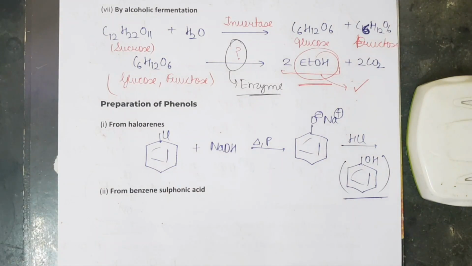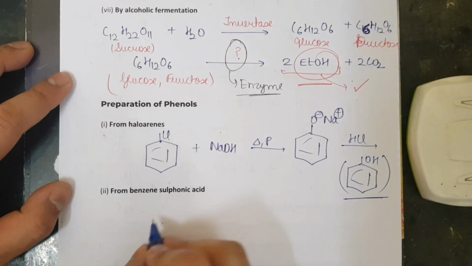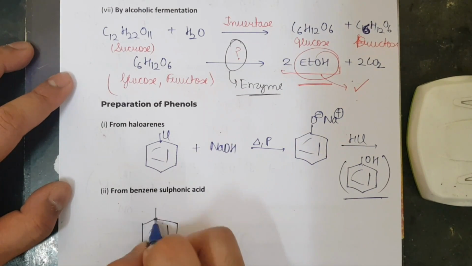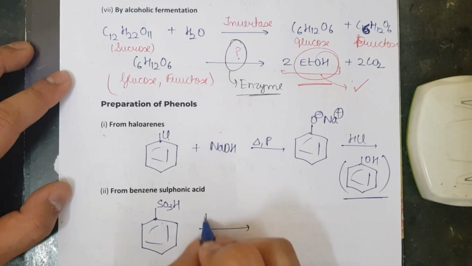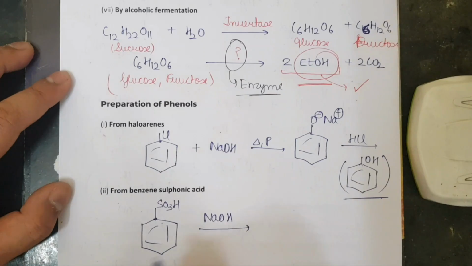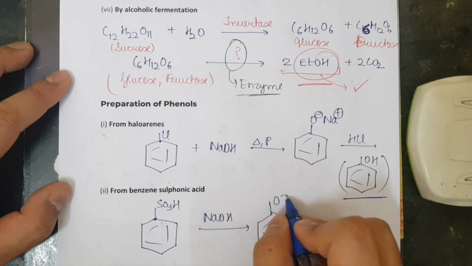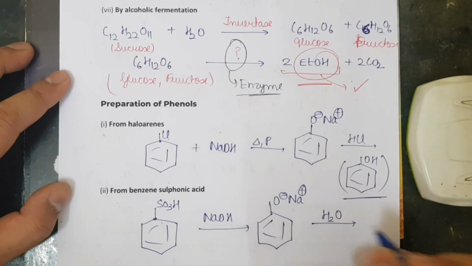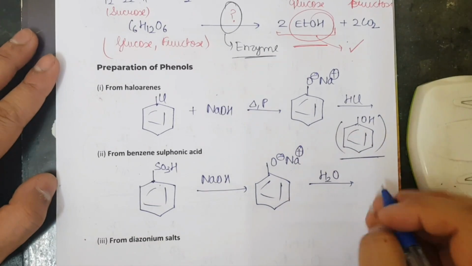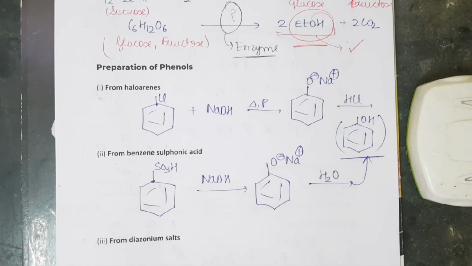Now benzene sulfonic acid. Please remember this is a very important step. Benzene sulfonic acid is basically when we have a benzene which is attached to SO3H. Now here we take NaOH. So that gives me the formation once again of this kind of thing. So we get O minus Na plus from here. Now if I take H2O or H plus, whatever, I get the formation of phenol from here. Very, very, very important reaction.